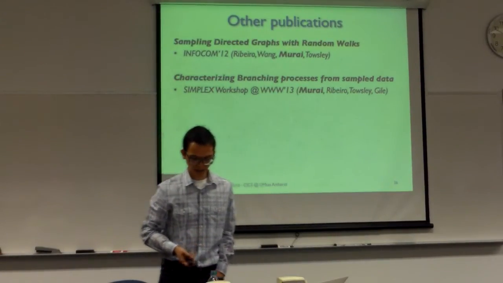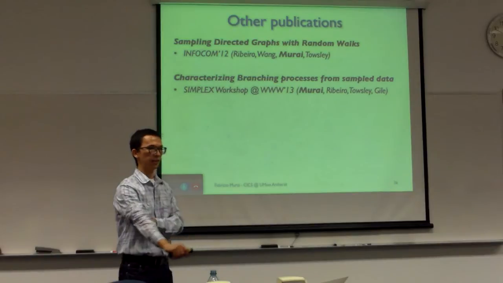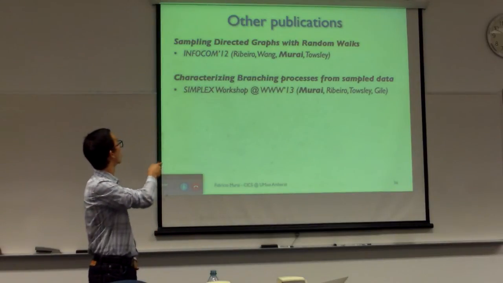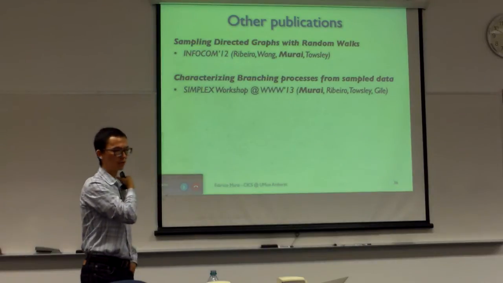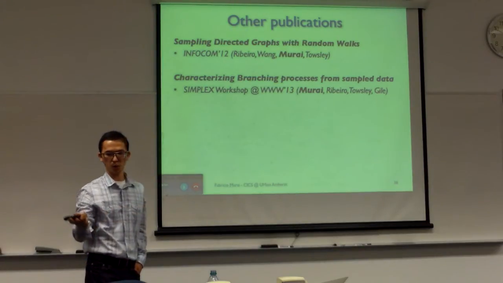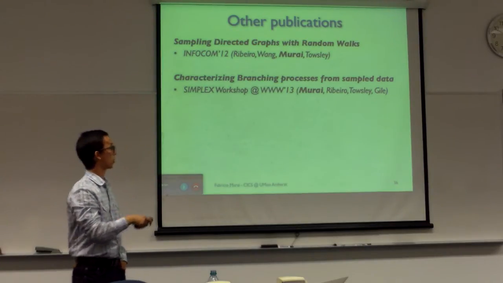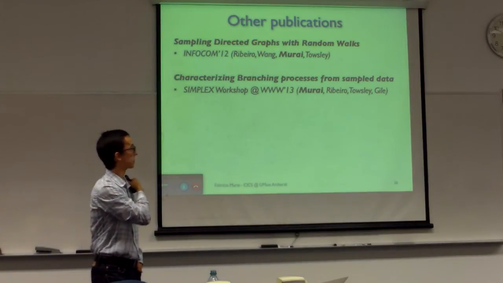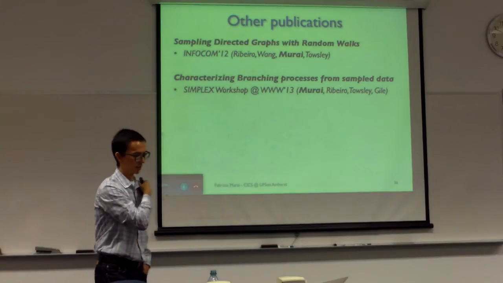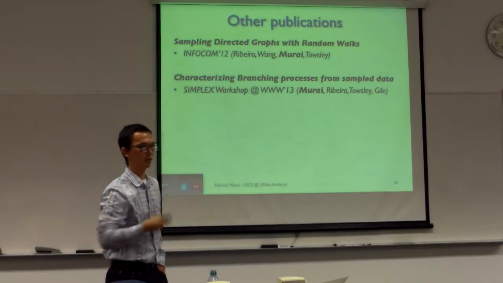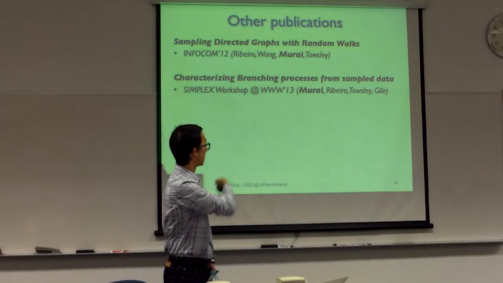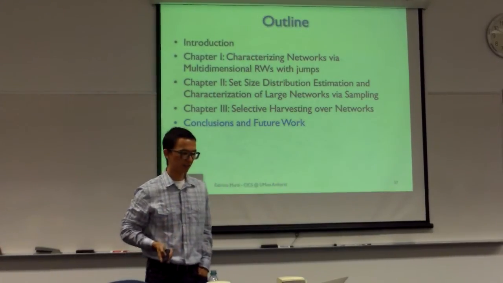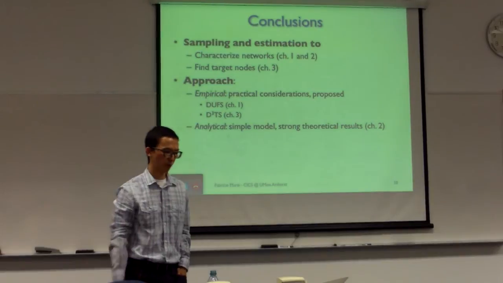So other publications in which I got involved during this PhD are the work on sampling directed graphs with random walks, the directed unbiased random walk method that I talked about in the beginning, and characterizing branching processes from sample data, which was published in the SIMPLEX workshop that happened together with WWW in 2013. So that brings us to the final part, conclusions and future work.